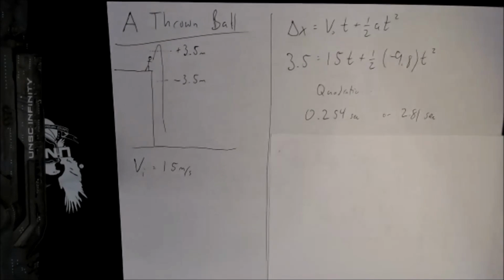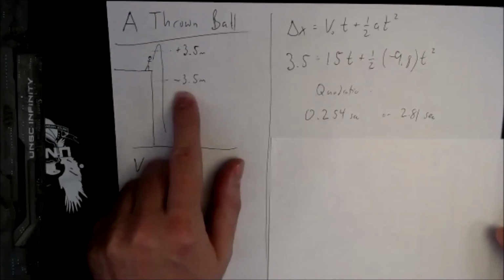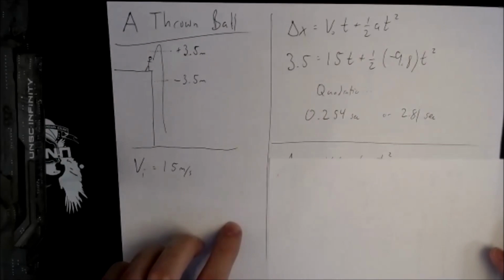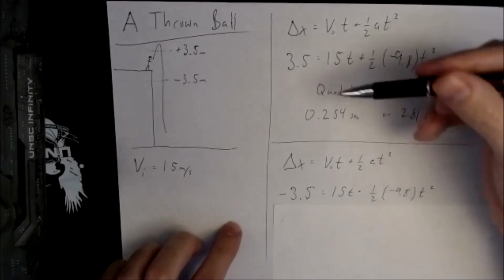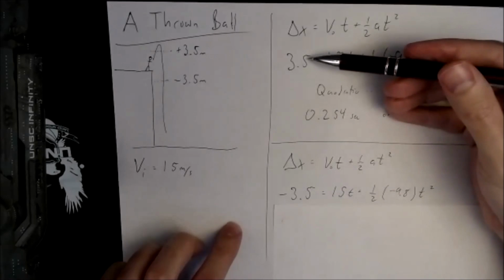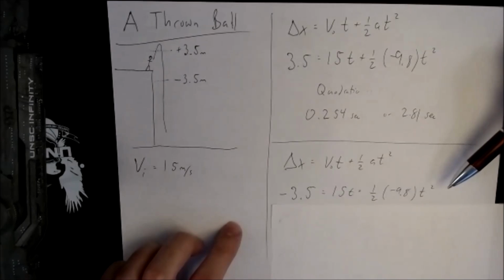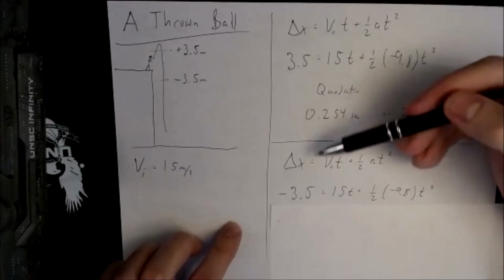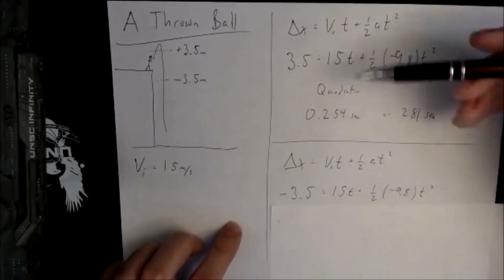Great. We also need to figure out when it's going to be 3.5 meters below your hand. And so we use the exact same equation. We can plug in negative 3.5 instead of positive 3.5. Everything else stays the same. We are just changing the position that we are looking at. The whole rest of it stays the exact same.